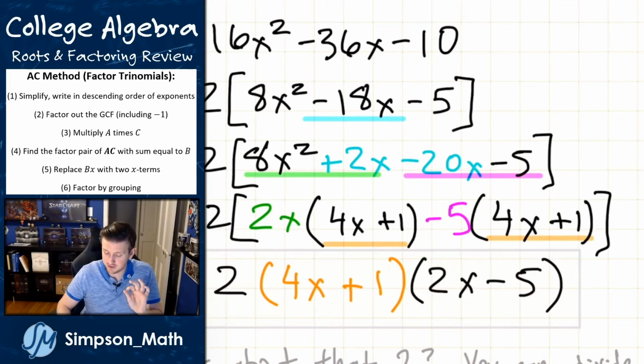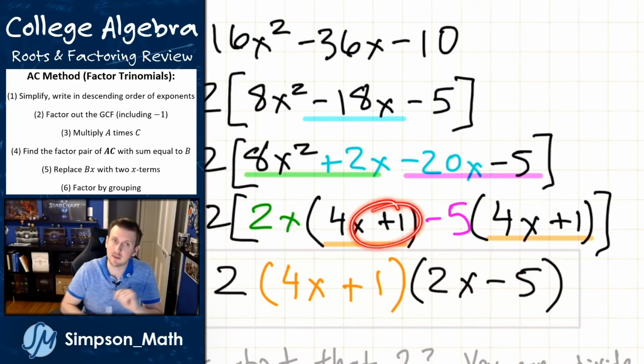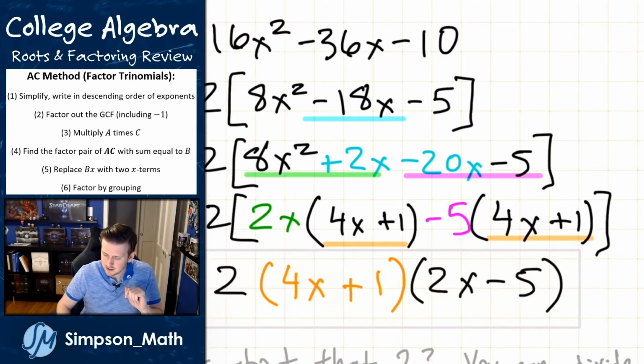I've seen many a student who want to just not write that plus 1 and they just want to write 4x. But if you do your distribution double check, you realize that you then just lost that plus 2x. That's where we have to have that plus 1. All right, so then what do negative 20x and negative 5 have in common?